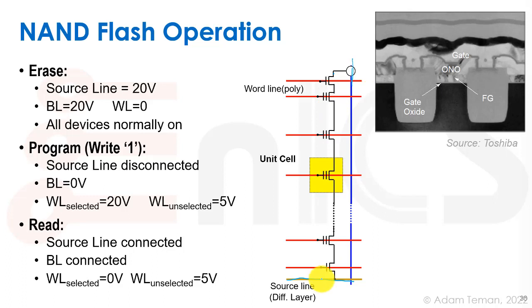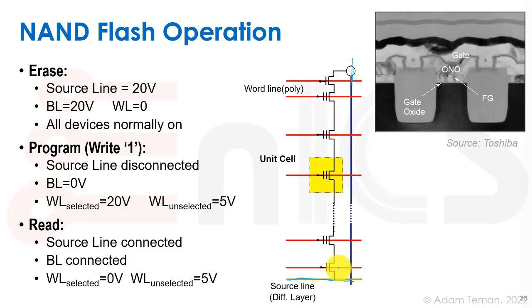To program, we're going to disconnect the source line, we're going to drive the bit line now to 0, and we're going to put something like 20 volts on the word line. So for the selected word line we're going to put a high voltage, which is going to pull charge onto it. For the unselected word lines we're going to put a standard voltage, something like 5 volts, which is going to make sure that these guys are on and allow the bit line voltage to cross through between them. Okay, so that's how we're going to program it and write a 1. So everything's going to start off as a 0, and then we're going to write 1s only on the bits that we decide to select with the word lines with the high voltage.